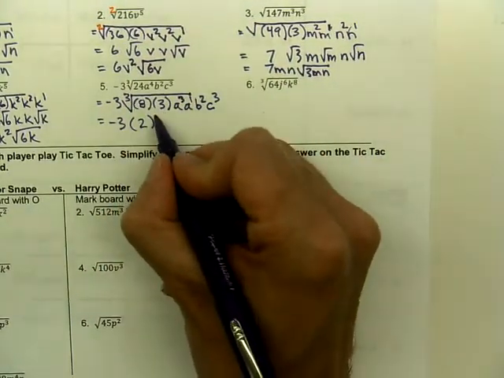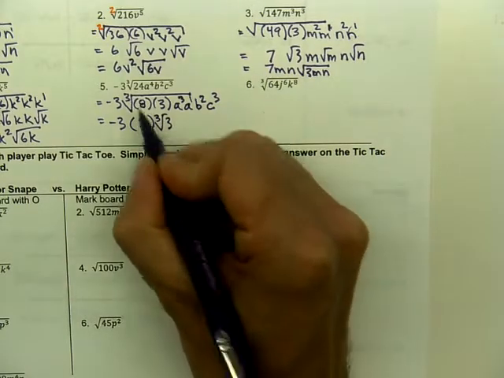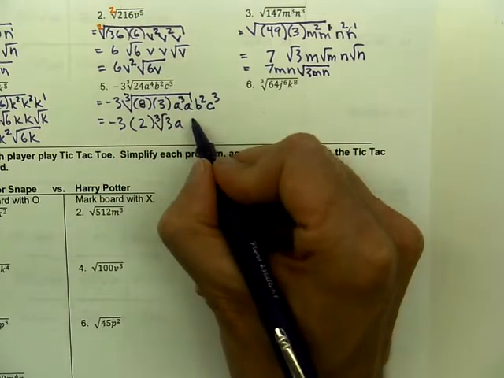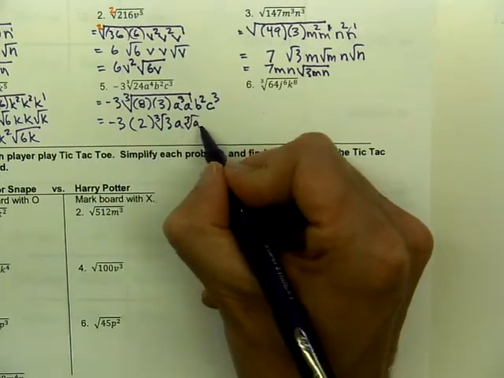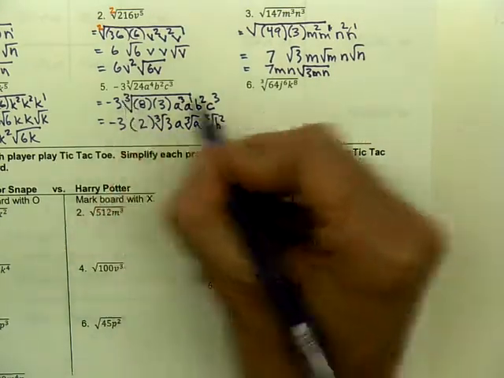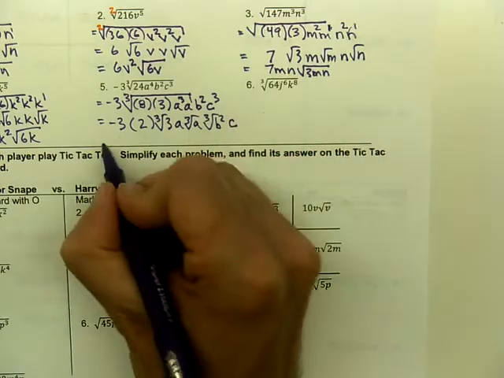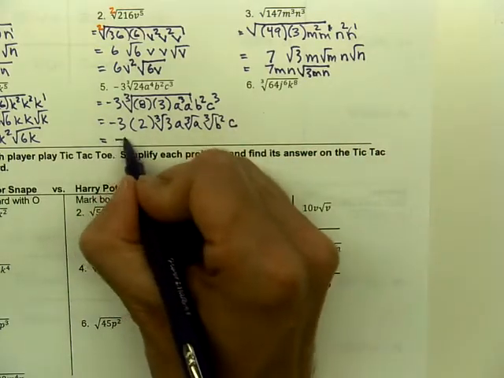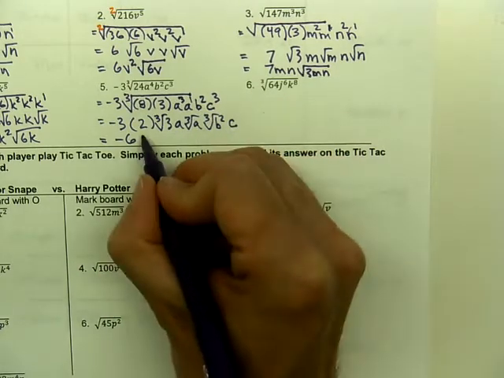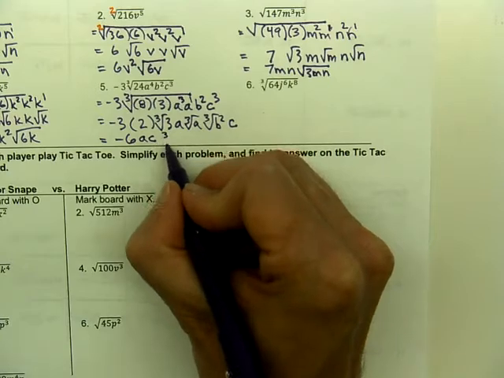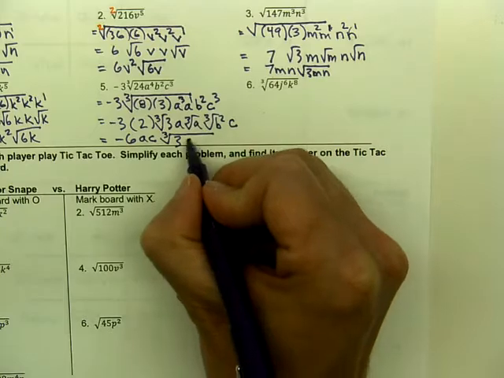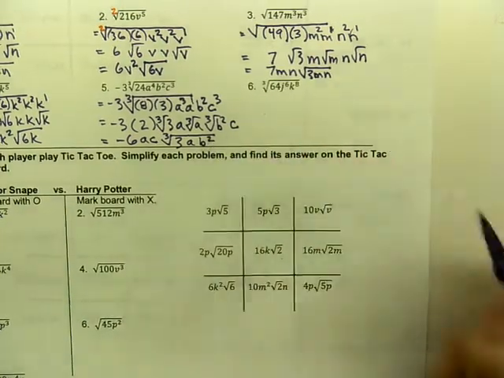The cubed root of 3 is just cubed root of 3. The cubed root of a cubed is a. The cubed root of a is cubed root of a. The cubed root of b squared is cubed root of b squared. And the cubed root of c cubed is c. So in cleaning this up, we'll have our integer of negative 6 in front. We have the variable of a and c, it looks like, so a times c. And then we'll push the radicals to the back. So we have the cubed root of 3 times a times b squared. And there's our answer.